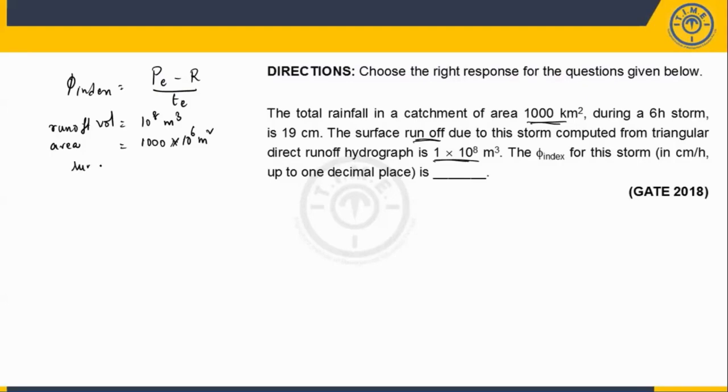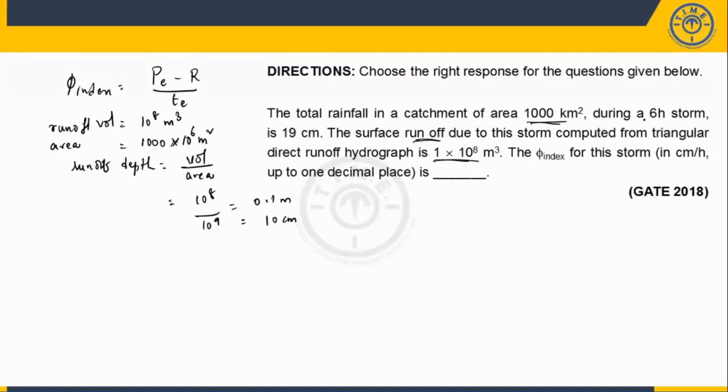So, runoff depth is equal to runoff volume upon area of the catchment. That is 10 power 8 upon 10 power 9. How much is it? 1 by 10. 0.1 meter. That is 10 centimeter.